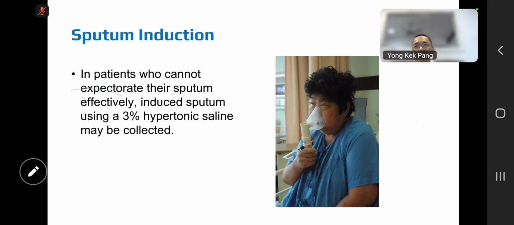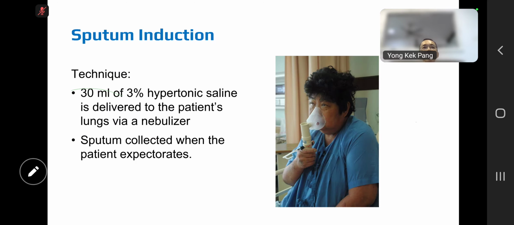So in some cases, the patient cannot produce any sputum. So what shall we do? We can induce a sputum. You can induce using a 3% hypertonic saline, or in some centers they use 7%. So 3%, 20 to 30 cc for 20 minutes. Sputum is collected when the patient expectorates.